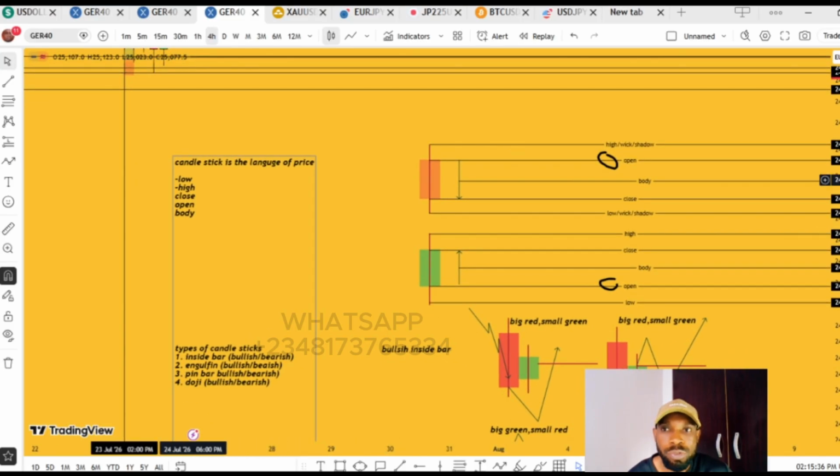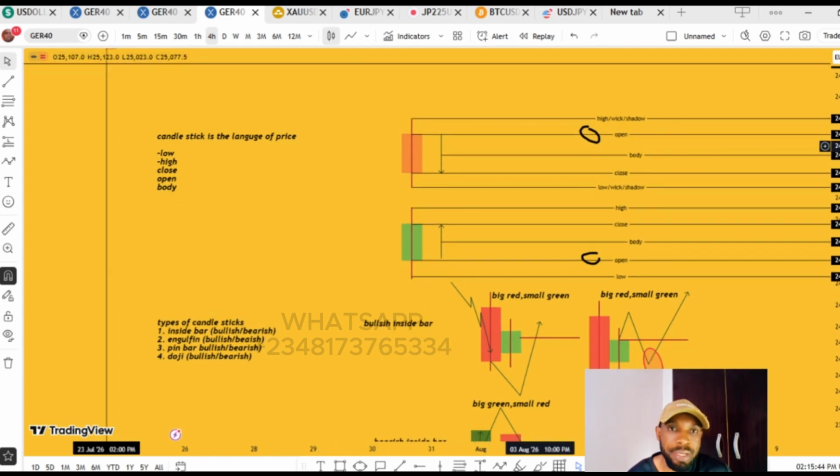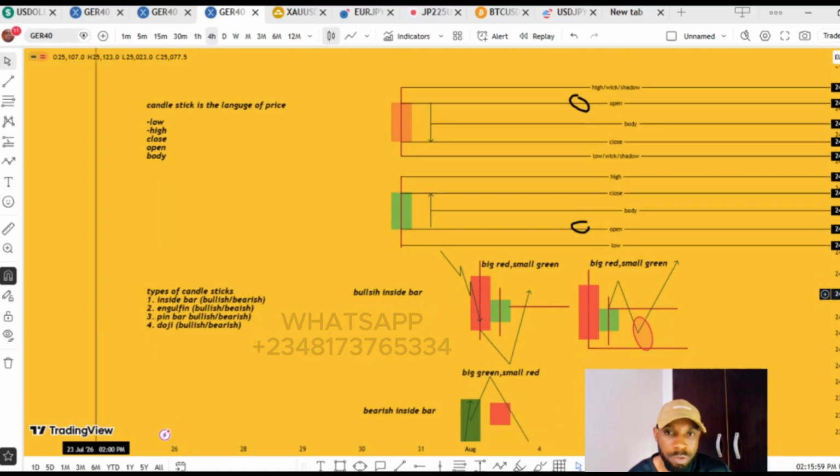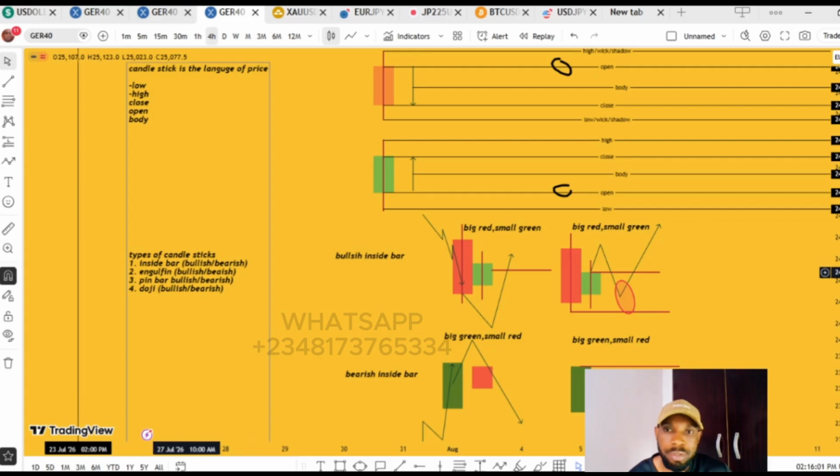And I said you also need to understand the features of the candlestick: low, high, close, open, and the body. I also labeled them here for you and showed the difference between the buy and the sell. For the sell, the open is always at the top, the close is below. For the buy, the open is always below and the close is where? The top.